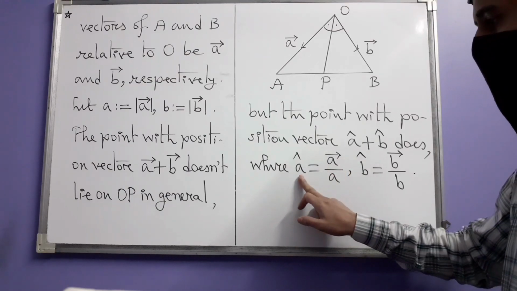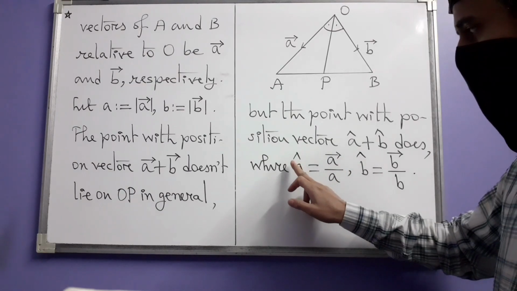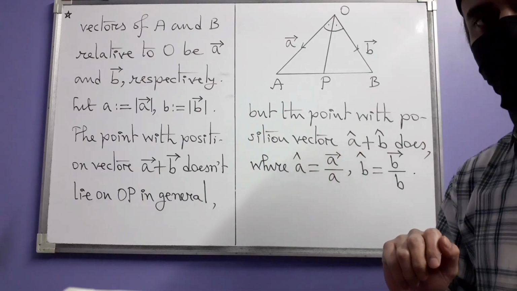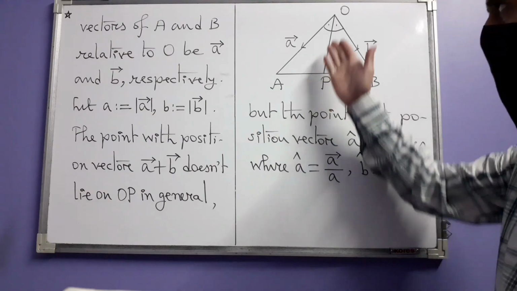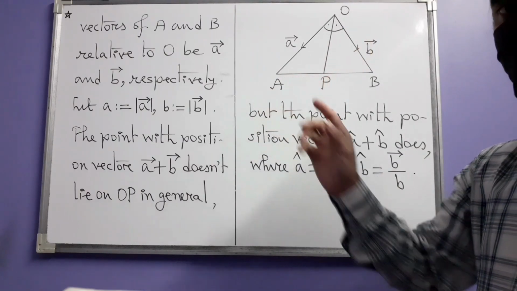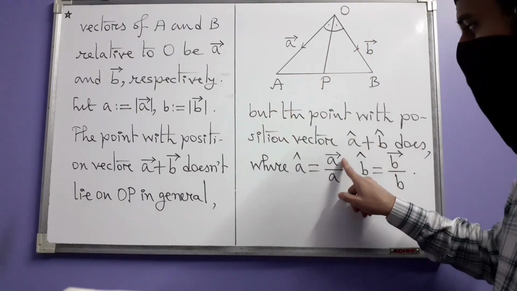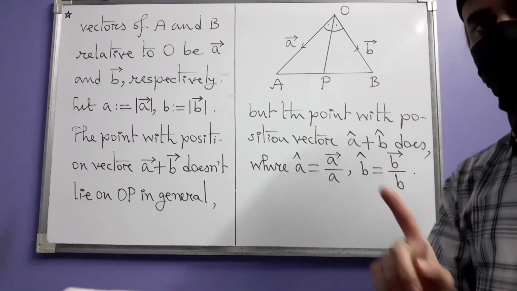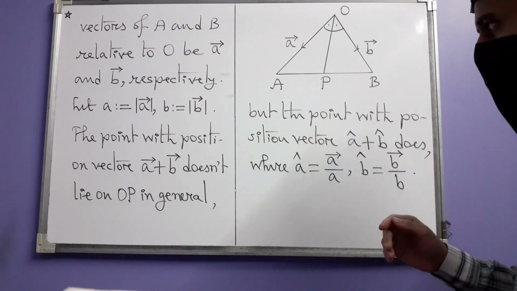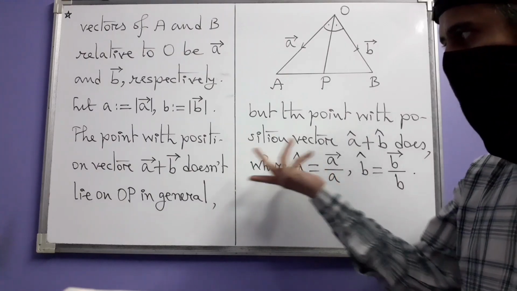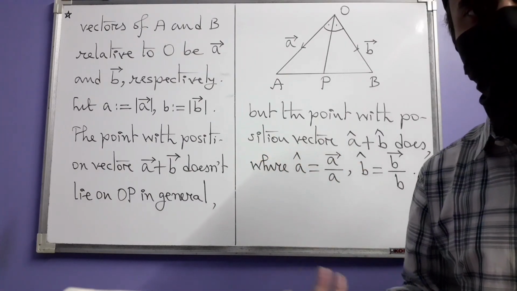So that means A hat is the unit vector, and that is why we are using this hat notation. It denotes the unit vector in the direction of A. It has the same direction as the vector A and it has magnitude 1. And B hat is the unit vector in the direction of B. But why? How is this true? And what's going on here?